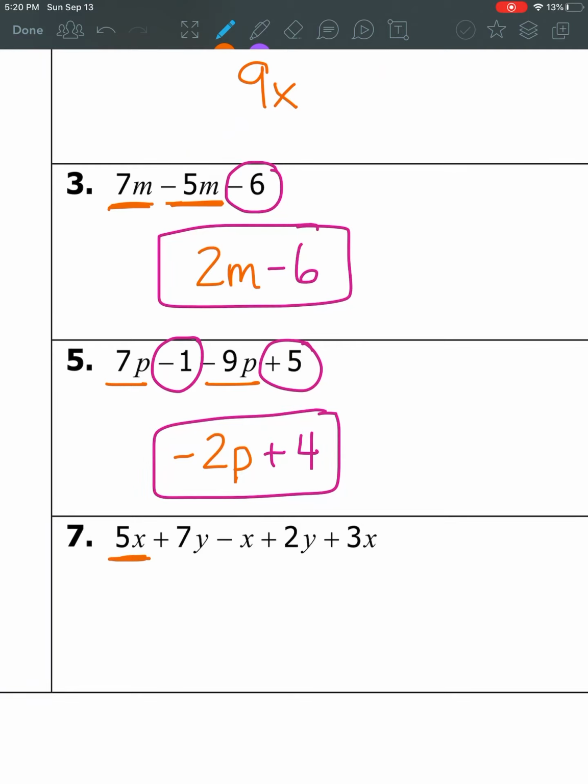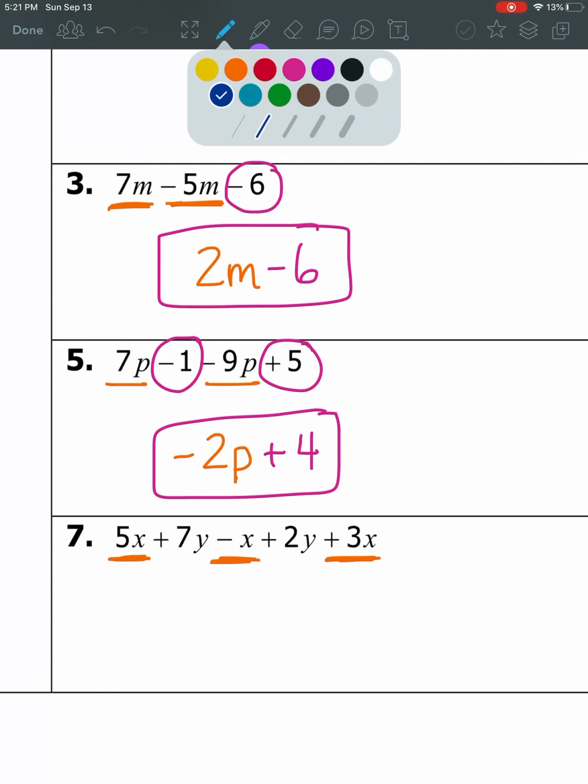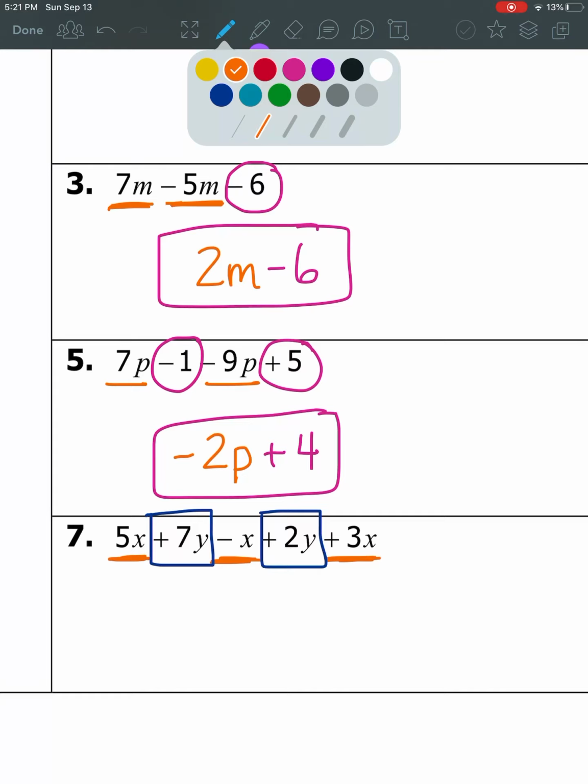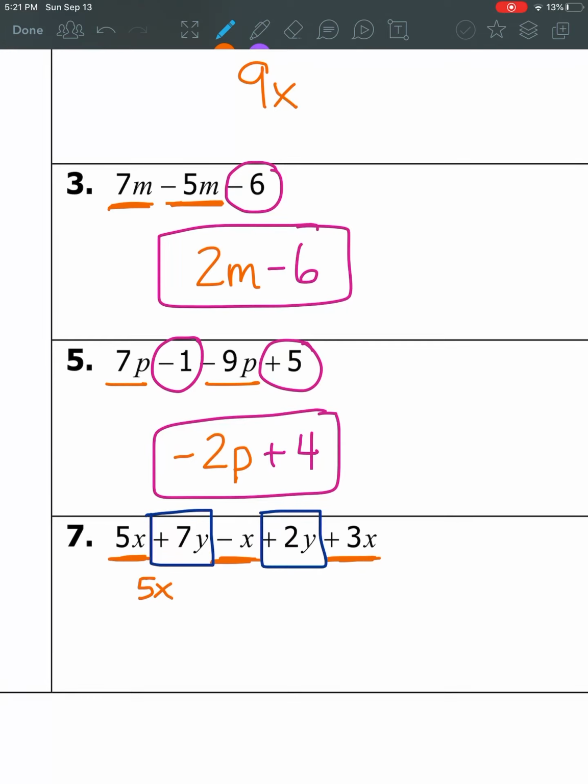Okay, now this example, I'm going to start out with my x. We have 5x. The 7y doesn't have the same variable, so I'm going to skip it. -x, and then plus 3x. Okay, then we have another variable. We have 7y, and we have 2y. Again, notice I'm taking the signs in front of them. If we have more than one variable, we want to put them in alphabetical order.